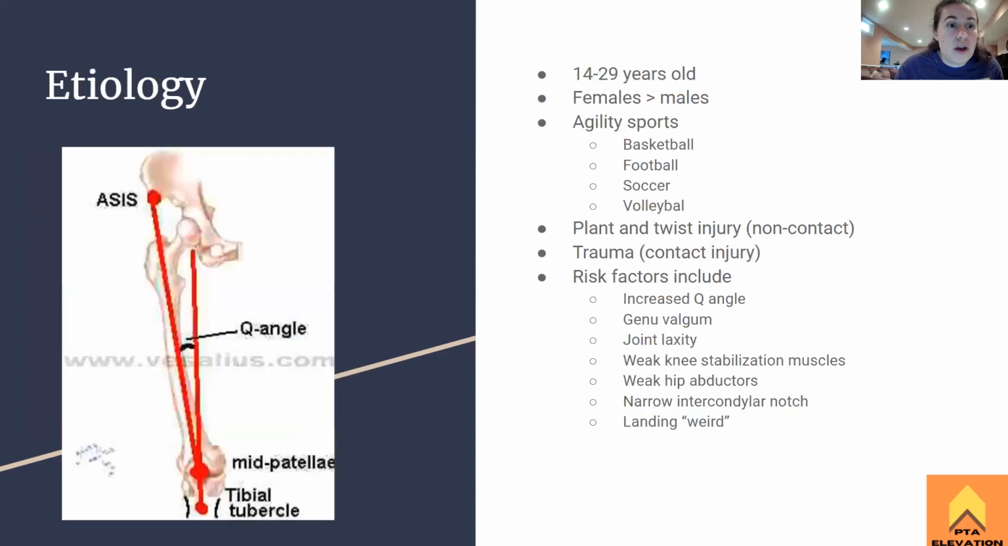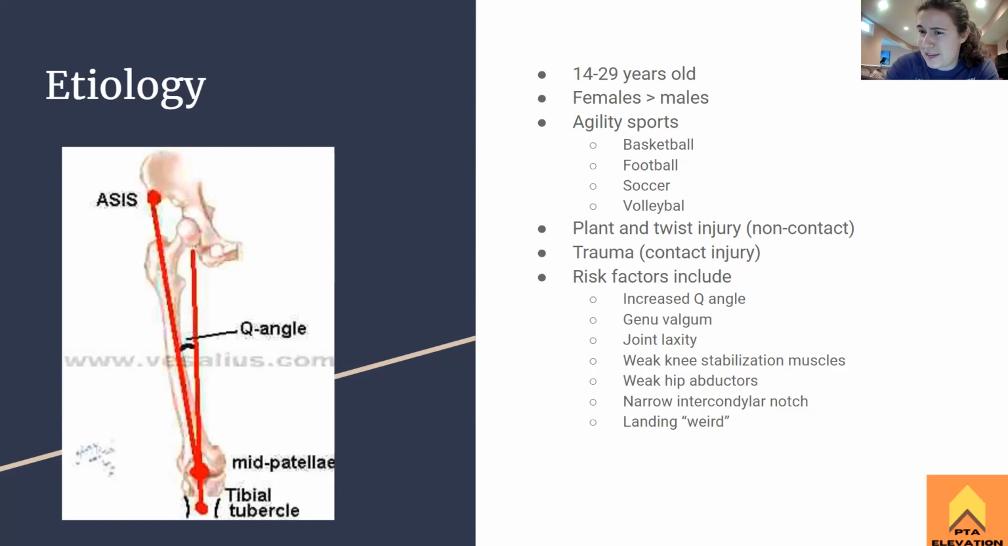Sorry. So let's get into the etiology of this. As I said before, females are more commonly going to get an ACL tear than males, and individuals between the ages of 14 and 29 are most susceptible because of the increase in activities, sports, playing, all of that fun stuff. However, a lot of my patients, I've been getting 30-some-year-olds that have tried skateboarding for the first time in a long time, and they'll tear their ACL, stuff like that. But yeah, 14 to 19-year-old individuals are most common. Females are more common than males due to the increased Q angle. And then agility sports are where we'll most commonly see it.